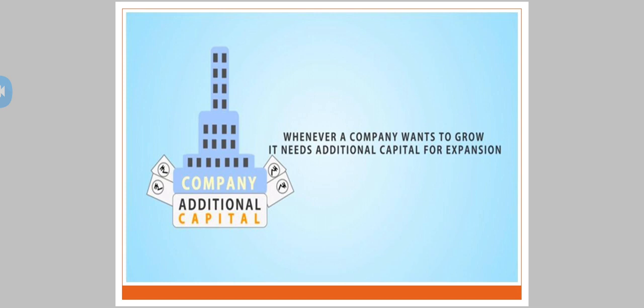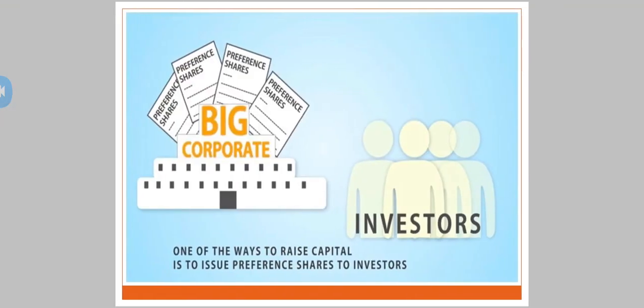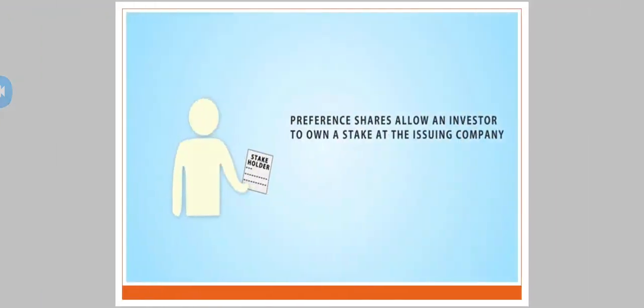So now see here, whenever a company wants to grow, it needs additional capital for expansion. One of the ways to raise capital is to issue preference shares to the investors, right? Mr. X, Mr. Y and Mr. Z were the investors. They invested in preference shares. Preference shares allow an investor to own a stake in the issuing company, to own a position, to own certain holdings of the company.